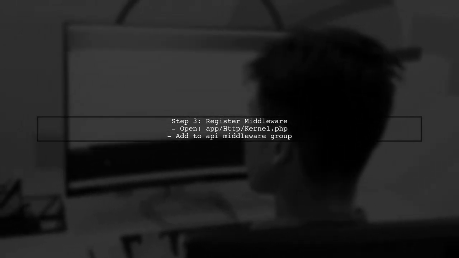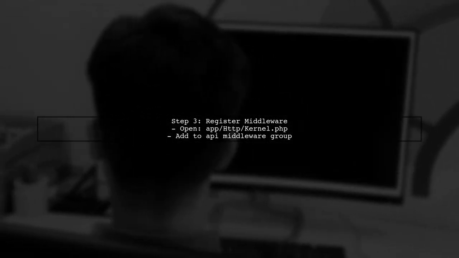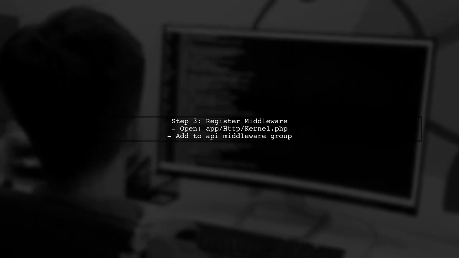Finally, register your middleware in the kernel. Open app/Http/Kernel.php and add your middleware to the API middleware group. This will ensure that CSRF protection is applied to your API routes.